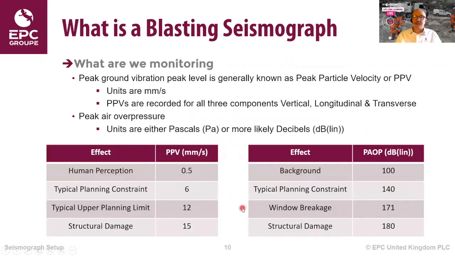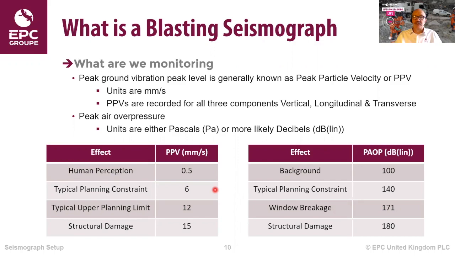So what are we monitoring? Well, we're looking for peak ground vibration levels and peak air overpressure levels. The peak ground vibration levels, known generally as peak particle velocity, or more commonly as PPV, and those units are in millimeters per second. We're going to get a PPV for each of those three directions.